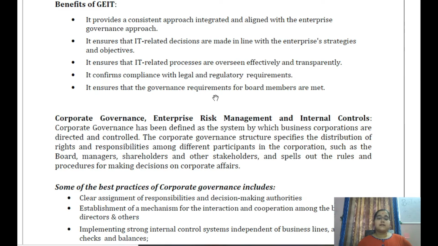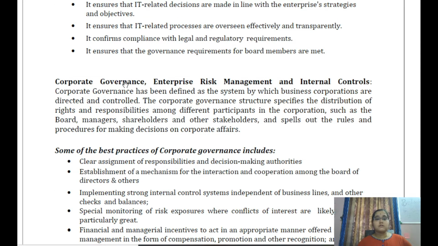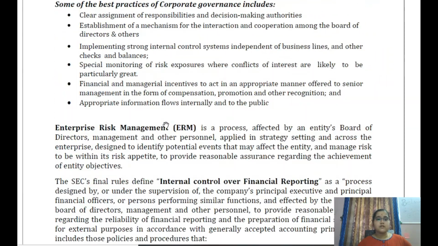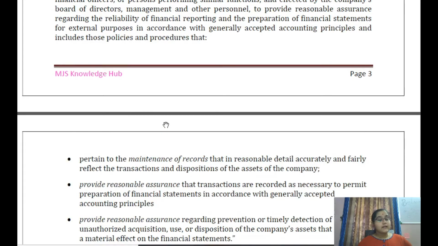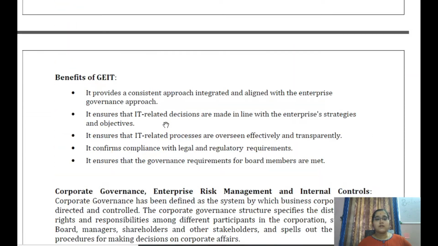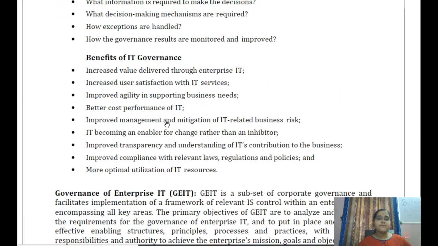And now the next video will proceed to understand what is meant by corporate governance, enterprise risk management, and internal controls. So stay tuned and please go through this once, because every type of governance has its own merits, benefits, understanding and own definition.